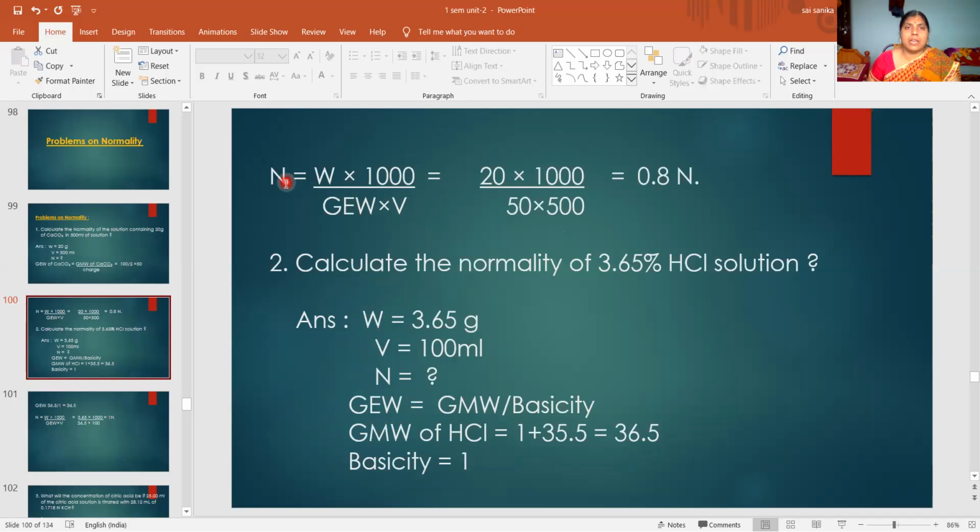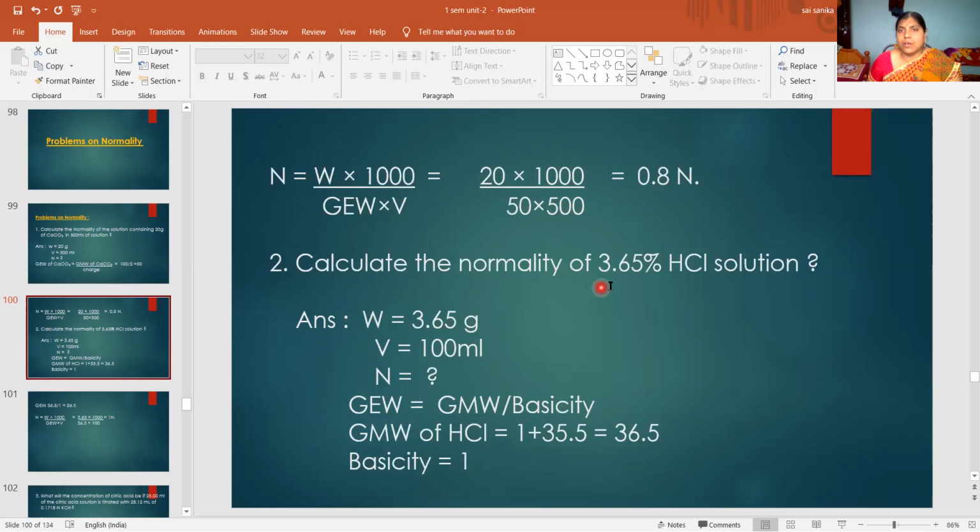What is the formula for normality when weight and volume are given and volume is in ml? The formula is W by GW into 1000 by V. W is 20, GW is 50 and volume is 500. So 1000 by 500. You get the answer 0.8 N. Okay, so this is the normality for 20 grams of CaCO3 in 500 ml of solution. Then come to the next problem.